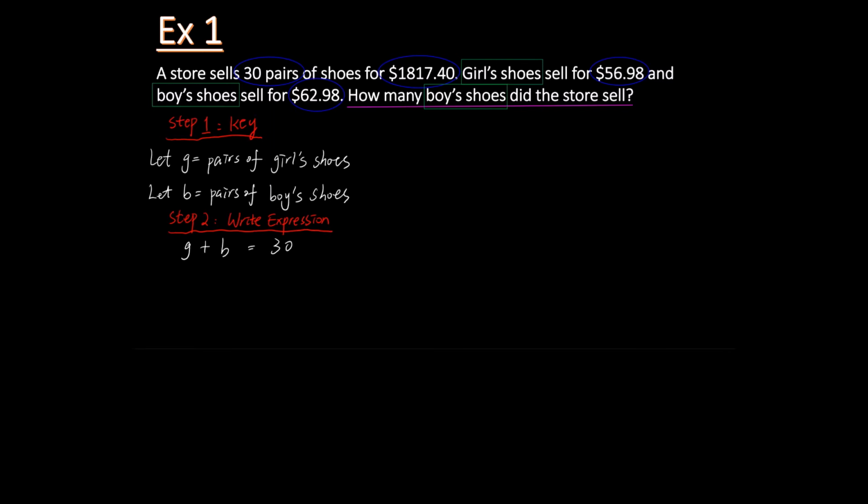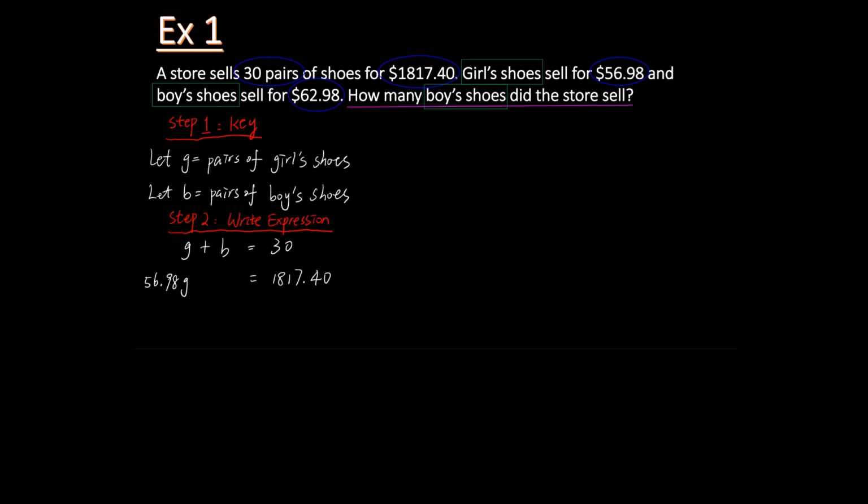The question also said the store sells the 30 pairs of shoes for $1,870.40. That means the total sale is $1,870.40. Here, girls' sales is $56.98 per pair for G pairs. So we write 56.98 times G.